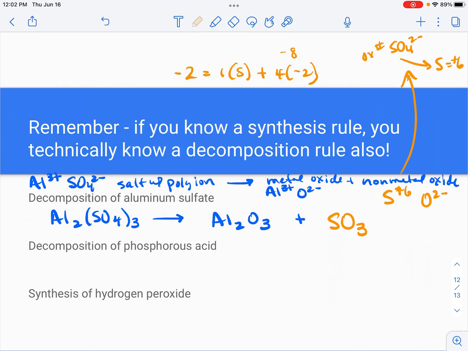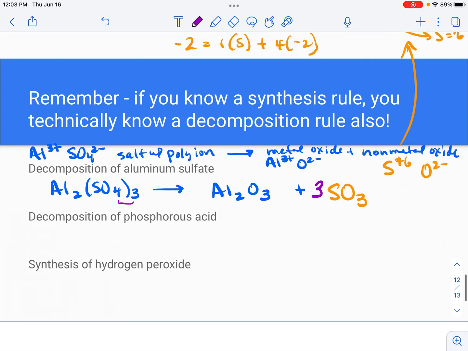And then finally, I need to come back in and put coefficients in to balance the equation. So I see 2 aluminum, I see 3 sulfur, so I'm going to put a 3 in front of the SO3. Hopefully everything works now. So this is 3 times 3 is 9 plus 3 more is 12, and over here is 12. Okay, let's do this also.